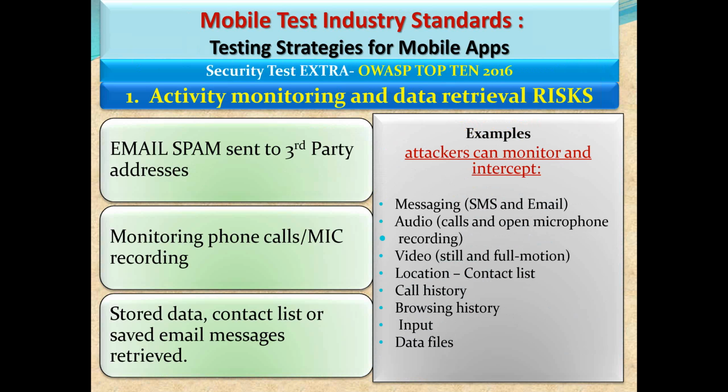So the first category is activity monitoring and data retrieval risks, and what it is, is when somebody is sending each email from the device to a hidden third-party address, listening in on phone calls, or simply opening the microphone and recording. Stored data, the contact list, or saved email messages are retrieved. And on the right side, you can see examples of interception that your mobile device can get.